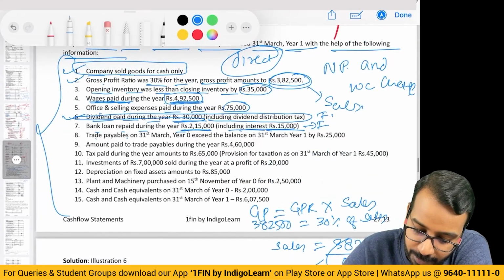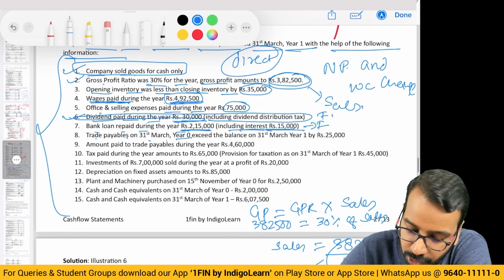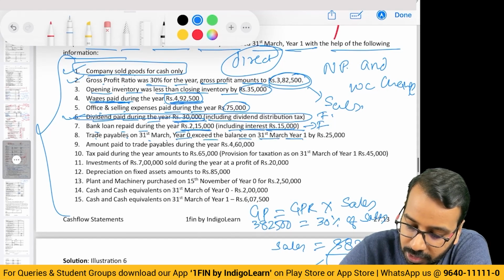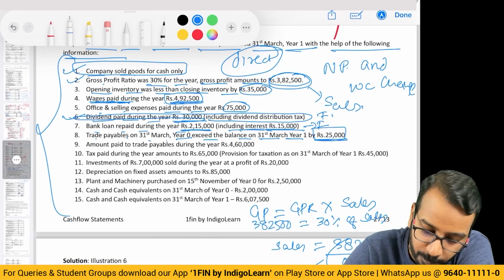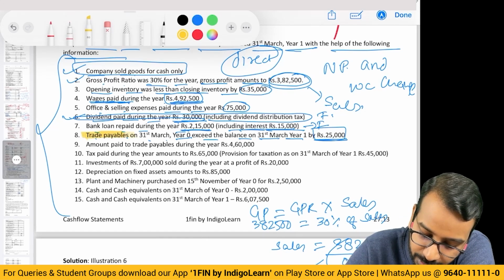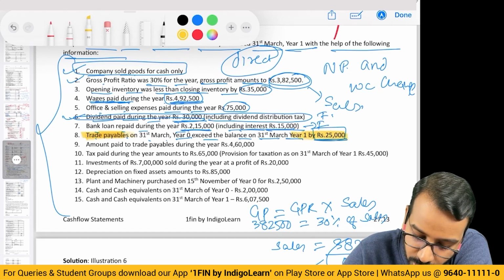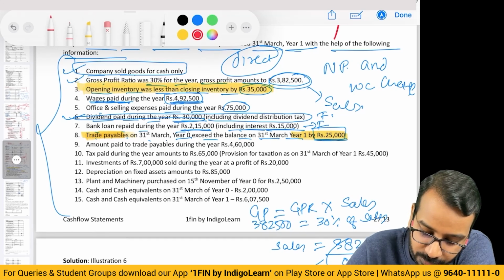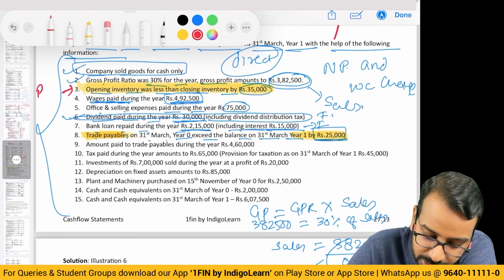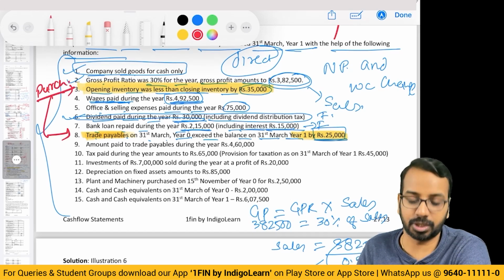Then trade payables on 31st March year 0 exceeded the balance on 31st March year 1 by 25,000. Now here they have given one piece of information. Trade payables related information has been given here. And we also had information of opening inventory less than closing inventory. Why are these related? Because this will help us get to know the purchases, and using that we can use this information here.